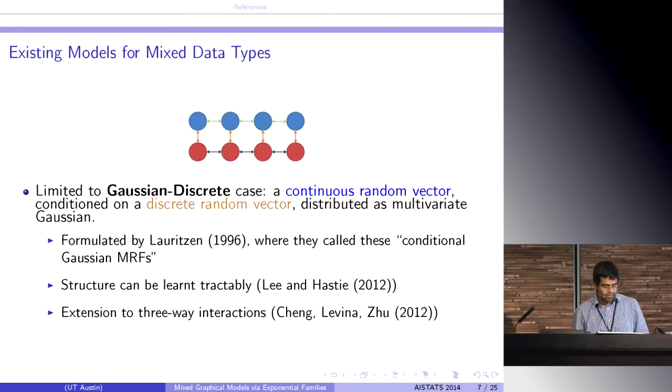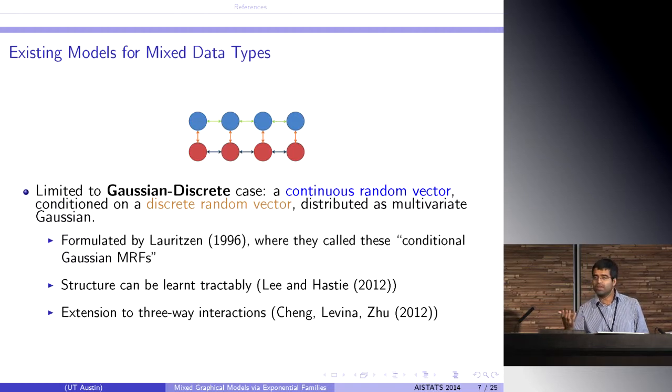And there has been some recent work which showed that you can actually learn the association graph amongst all the continuous random variables conditioned on the discrete random variables. And you can even extend this to higher order factors and so on and so forth. But this, again, is a very specialized mixed graphical model for the case where I have continuous and discrete data.